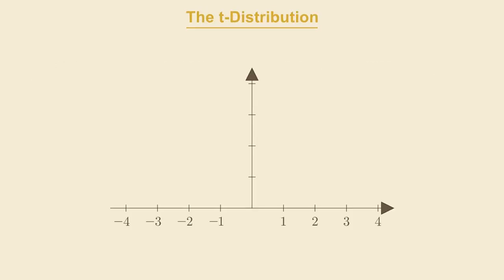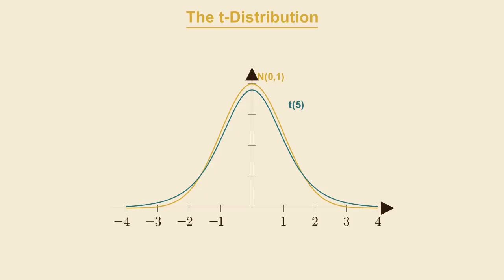The t-distribution is symmetric around zero, just like the standard normal. The key difference is the tails. The t-distribution has heavier tails. Extreme values are more likely than under the normal distribution.